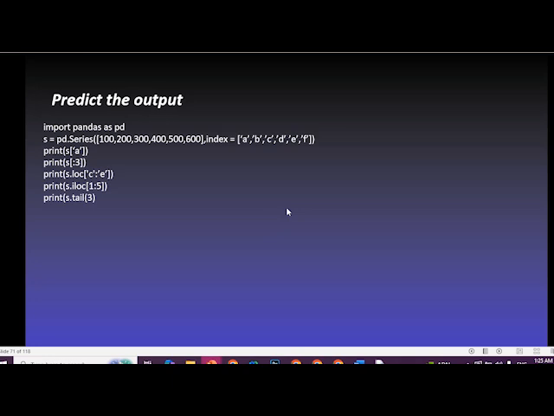Next is the head and tail function. They are also used to access elements from the series. The head function allows us to retrieve elements from the beginning of the series. The tail function allows us to retrieve elements from the end of the series. By default, the number of rows fetched will be 5. Then we learned reindexing. What is reindexing? Reindexing is changing the order of the index.